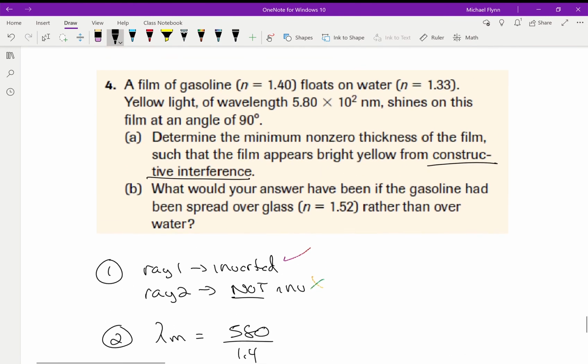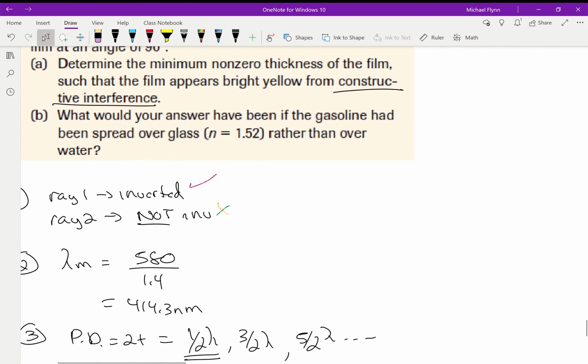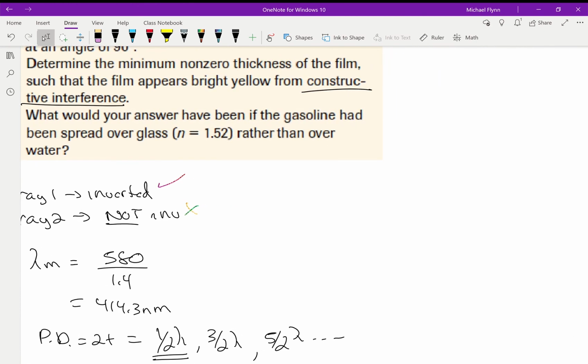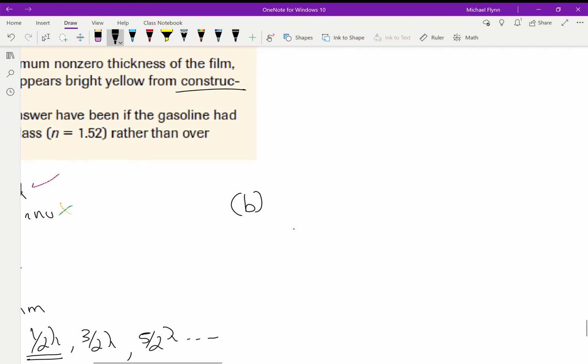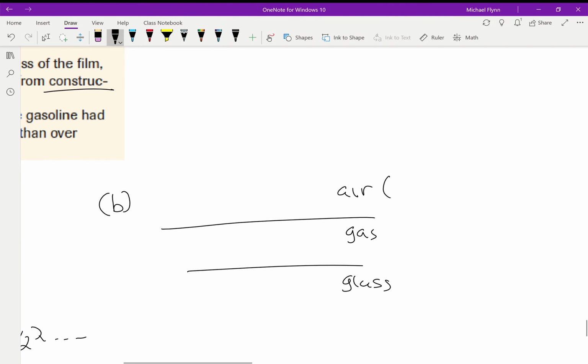Okay, that's question A. Now, question B says, what happens now if we spread the gasoline over glass instead of water? Well, that changes everything. So let's do question B together. And I'm actually going to draw the film. So here we have air on top, gas, and glass on the bottom. So air is 1.0, it's N1. Gas is 1.4. Okay.